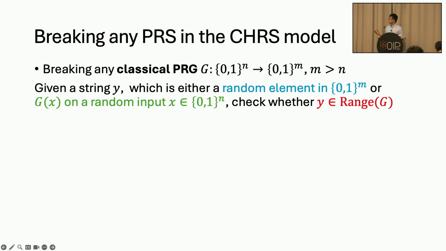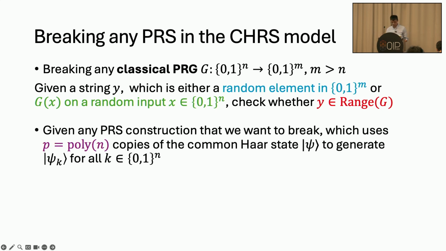So maybe let's first recall how we can information theoretically break any classical PRG. So given a string y, whether it's a random element in the output space or g of x on a random input x, then we can simply check whether y is in the range of the PRG. Because of the stretch property, the range of the PRG will be sparse in the output space. So we'll have a constant success probability.